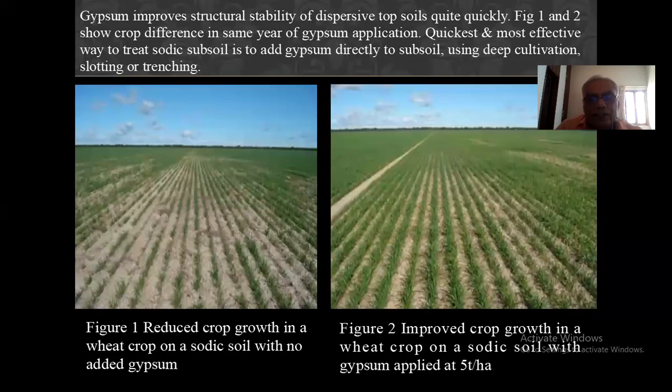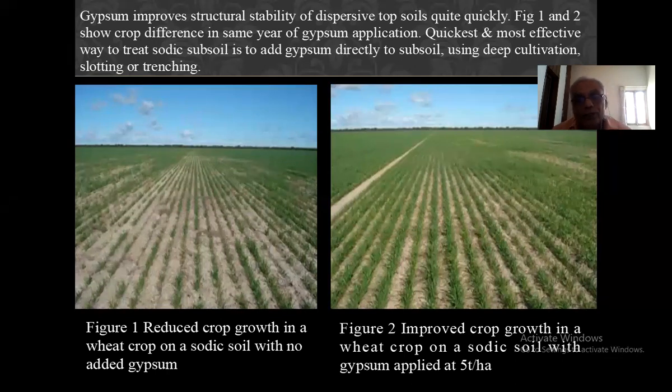Here you can see that it is a wheat crop. Here gypsum is not applied on the left side, and on the right side we have applied the gypsum. So you can see the improved crop growth in a wheat crop on a sodic soil with gypsum applied at the rate of 5 ton per hectare.